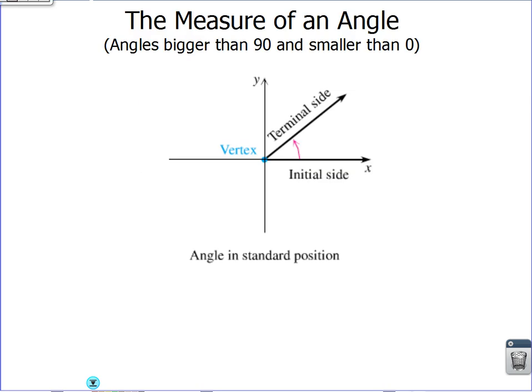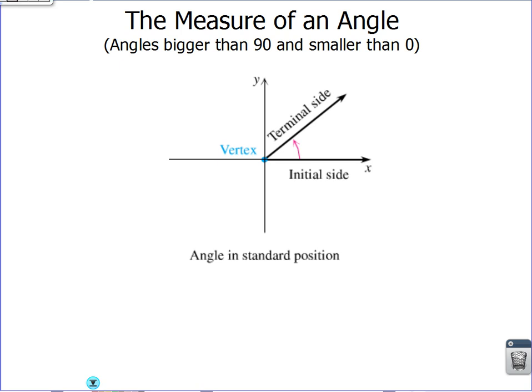The measure of an angle. Now, up to this point, we talked about only angles from 0 to 90 degrees. We've dealt with right triangles. We're about to extend trigonometry to other angles, angles beyond 90 degrees. And we need to focus on what I am talking about when I'm discussing a 300 degree angle. Well, what does it even look like?